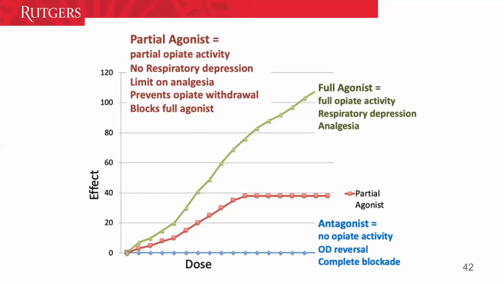If you give someone an antagonist, the blue line here, you're going to see no opioid activity because it blocks the receptor and does not promote any opioid effects. Partial agonists, such as buprenorphine, have analgesia at a lower dose. However, there's a ceiling to that effect, and it's not going to produce a high. Buprenorphine has a stronger affinity for the receptor than most opioids. So if you take opioids and buprenorphine, the buprenorphine is going to stay in the receptor, and the opioids will have no effect. The agonists really bind to and activate the receptors. The antagonists bind to the receptors but do not activate them.